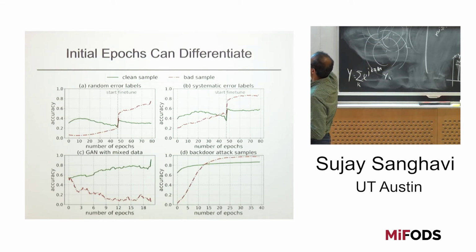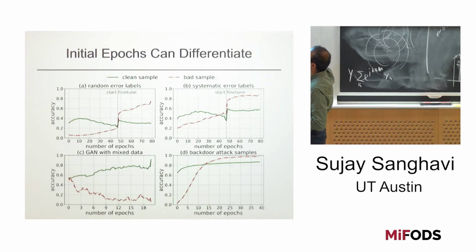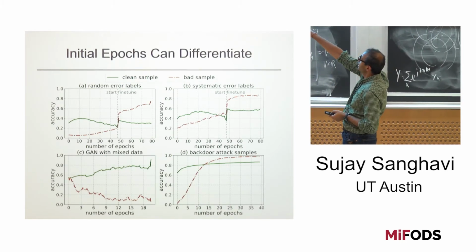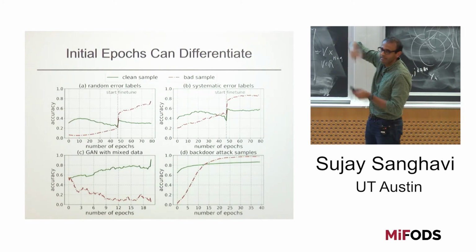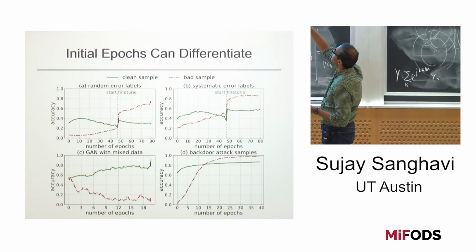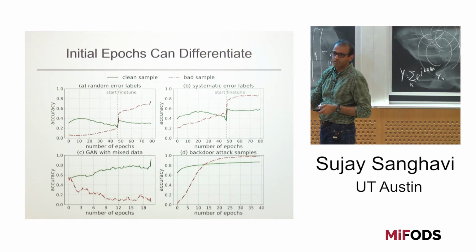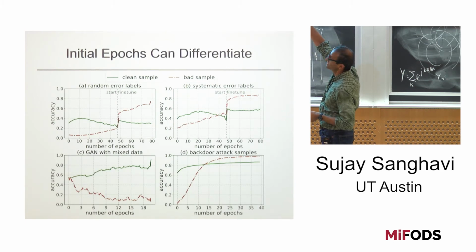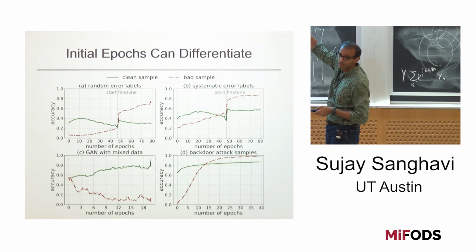These are 4 different problems. One is image classification with random error labels. I talked about it but didn't show you any results. There are also systematic error labels, generative models with mixed data, and backdoor attacks, which I promised I'd tell you about but never did. In all of these, there are 2 curves. On the x-axis is the number of training epochs, essentially the number of mini batch SGD steps. On the y-axis is the accuracy on the training data itself, after I have trained the model for, say, 10 epochs, 20 epochs, 30 epochs.